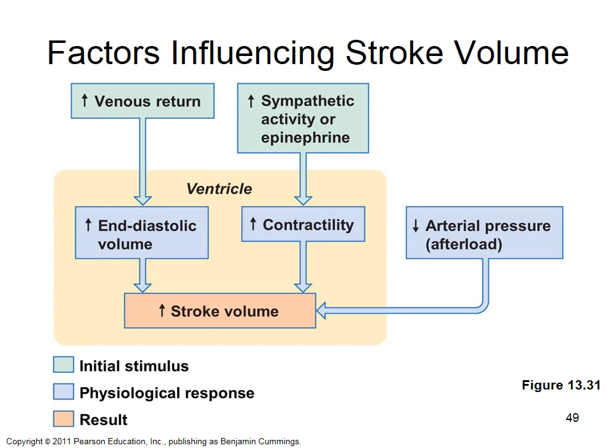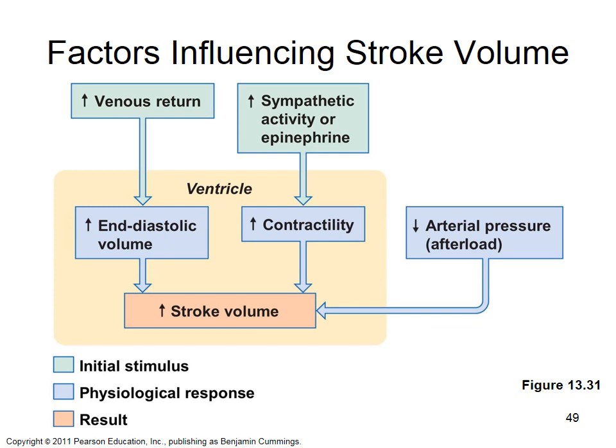Increased sympathetic activity or epinephrine directly to the ventricular myocardium increases contraction of the ventricles. And when they squeeze harder, they squeeze out more blood and they decrease end systolic volume. So increasing end diastolic volume and decreasing end systolic volume both increase stroke volume.